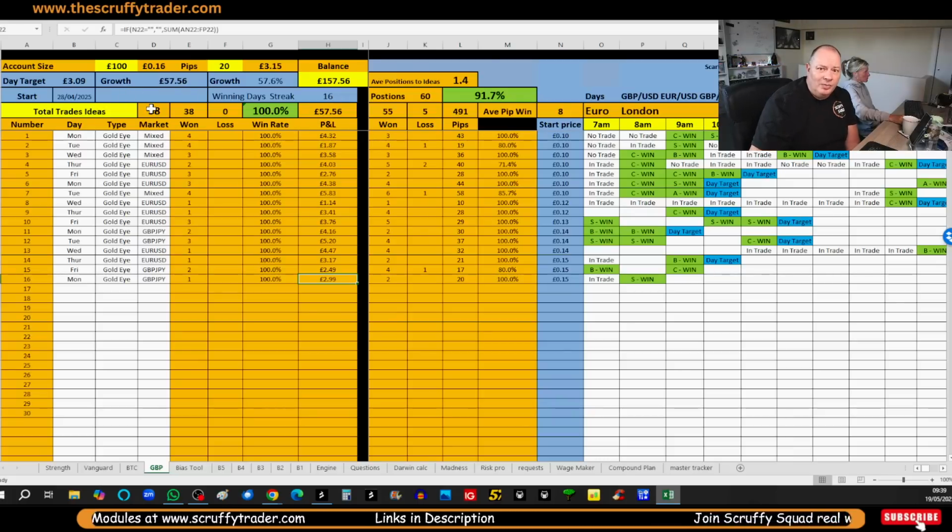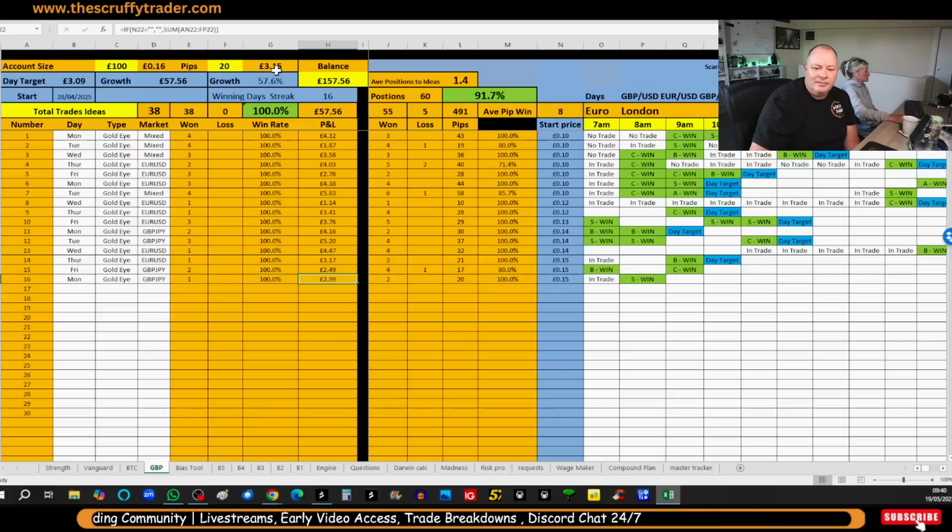I do it with real money because I want to see the emotional side of it, but I also want to see if it's possible to build an account at the same time. So it's 100 quid. It's working on a 20 pip target for the day, so it's 100 pips a week. It'll also compound the position size, because that's the next part. It's compounding the position size rather than the balance. And it's giving me a day target to achieve all the time.